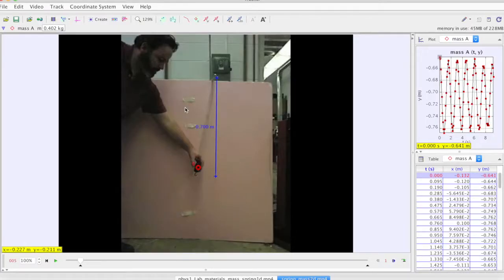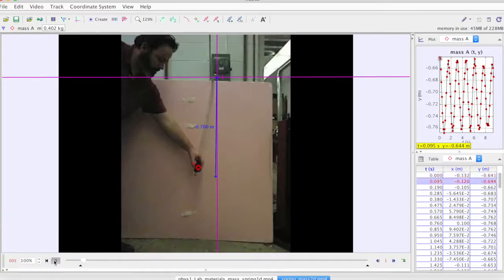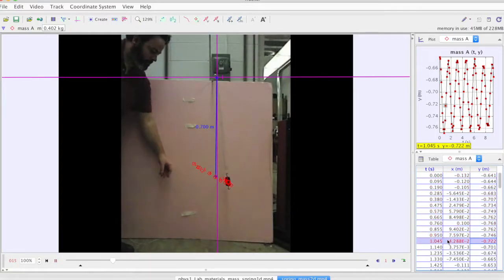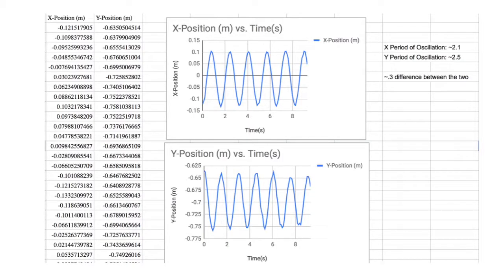In Tracker, I set the length scale as 0.70 meters. I then chose the coordinate system so that the origin is at the attachment point and that the negative direction of the y-axis is pointing downwards. Also, I set the mass as 0.402 kilograms. Then, when finding the point mass at every location, I got these x and y positions. I then saved these positions to a CSV file, which I will use to compare with the motion predictions.